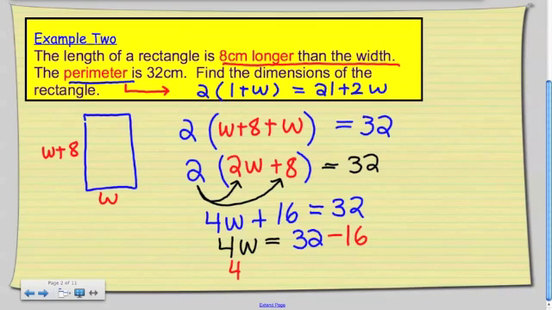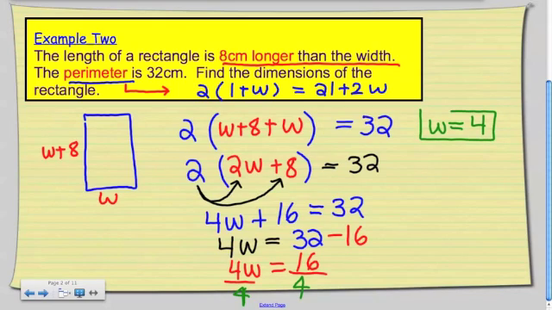That means 4W is equal to, now am I doing this right? Yes. What is 32 minus 16? Can someone tell me? 16. Good. So if we divide both our sides by 4, that gives me a value of W equal to 4, because 16 divided by 4 is 4.